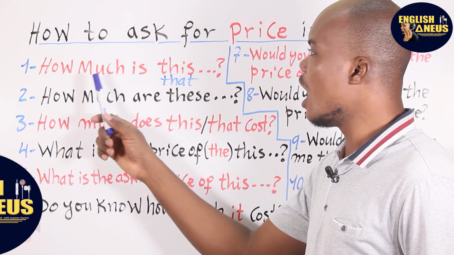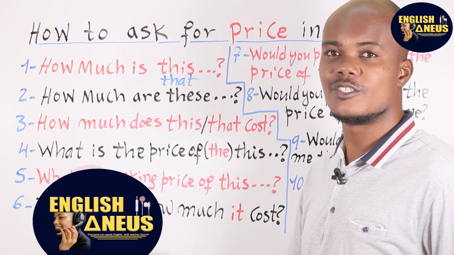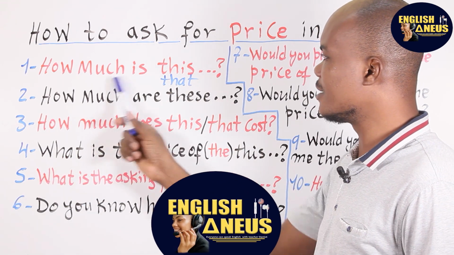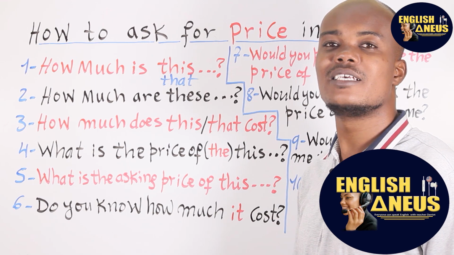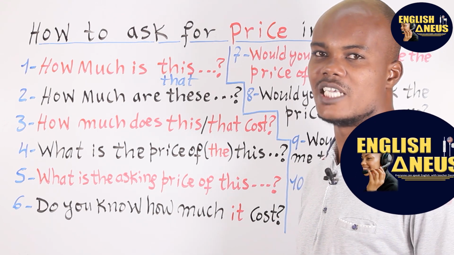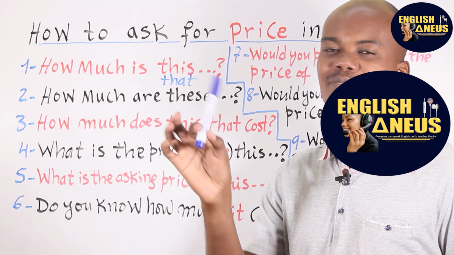So you say, how much is this? If the thing is near. How much is that? If the thing is far. For example, how much is this marker?